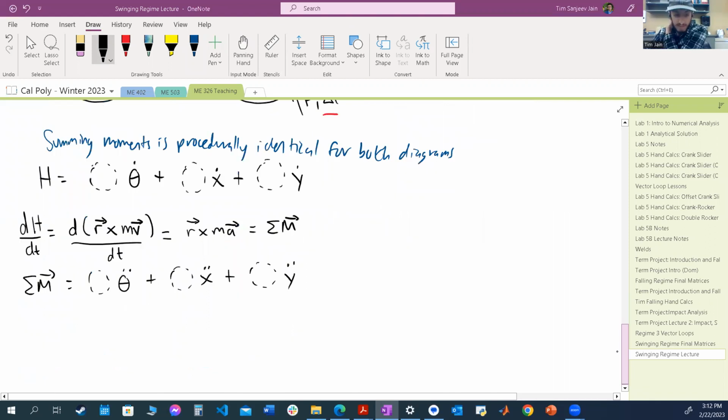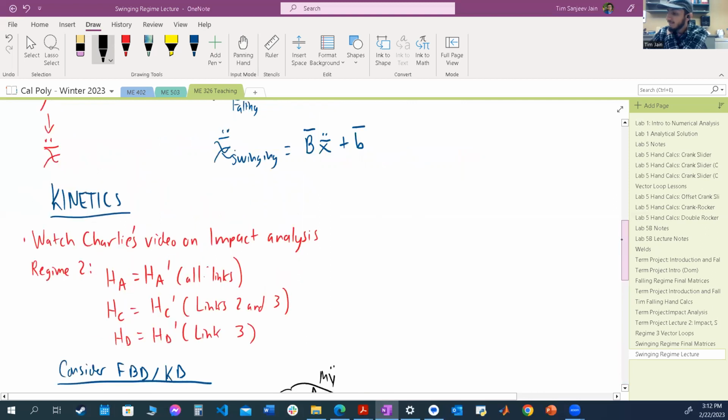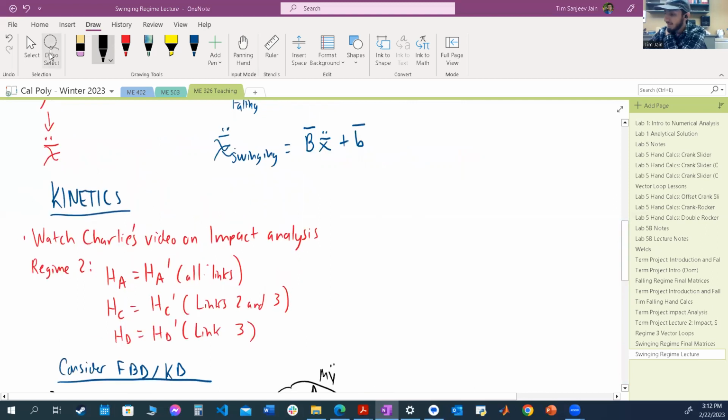So that means that we can find three separate equations that are related to the angular momentum, because we have these, right?